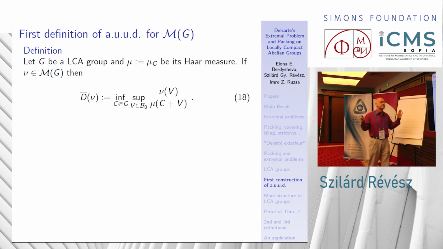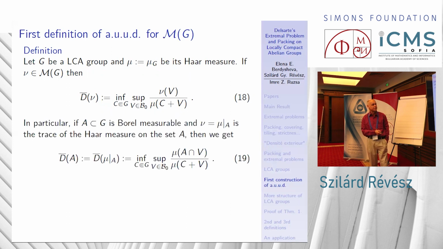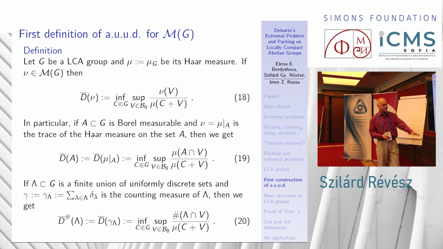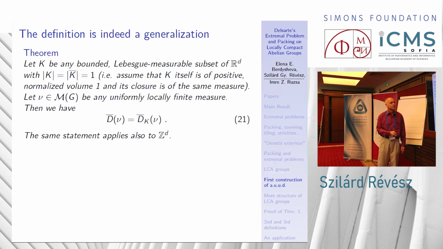So even after so much explanation, of course, it's not absolutely clear that this is a correct definition. But anyway, it's clear that for sets, you can consider the trace of the Haar measure in the definition, and then here there appears this trace. And for sequences, you can come back to this point counting measure. So it covers the previous cases.